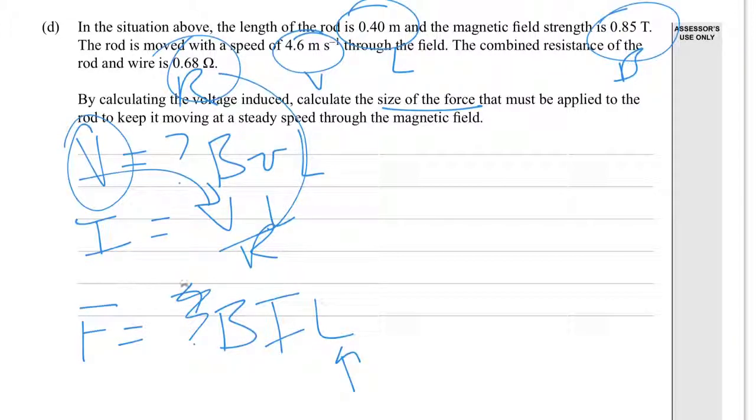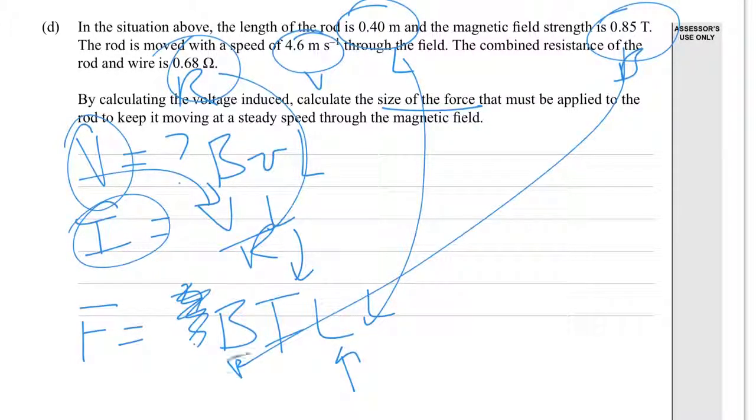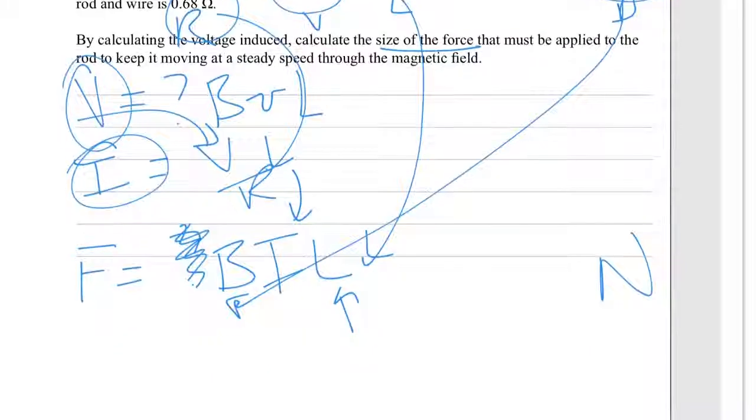L is again the same length, I is the I that we calculated earlier, and B is the same magnetic field strength. And that'll give us a value for the force in newtons, two significant figures by the look of it, again, everything's in two significant figures. And I think that's the end of it, actually.